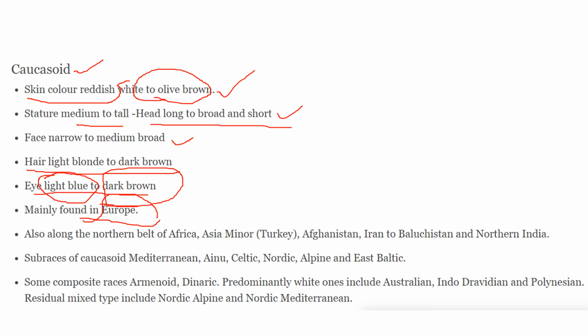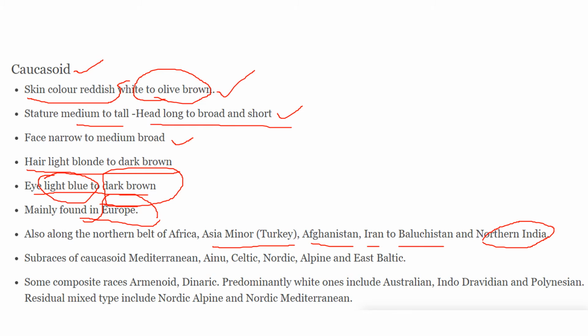Then Asia Minor, up to Turkey, Afghanistan, Iran to Balochistan, and the north part of India, meaning Punjab, Jammu and Kashmir, some parts of Uttar Pradesh, and Uttarakhand or Uttaranchal. In this region you can find a race of the Caucasoid type. You can find the Kashmiri and the Punjabi peoples have similar characteristics.